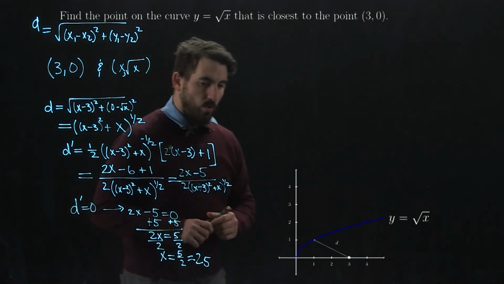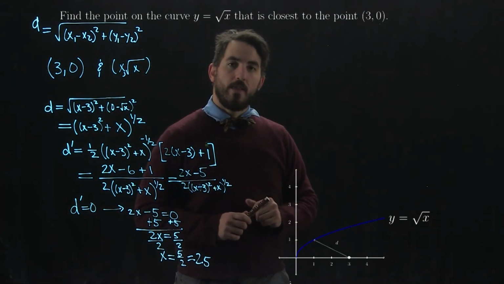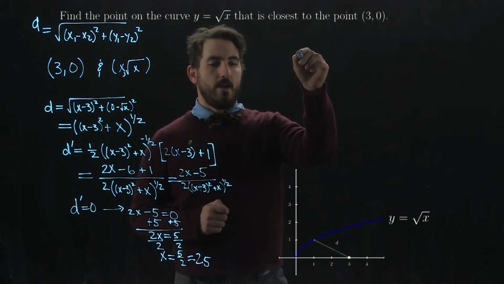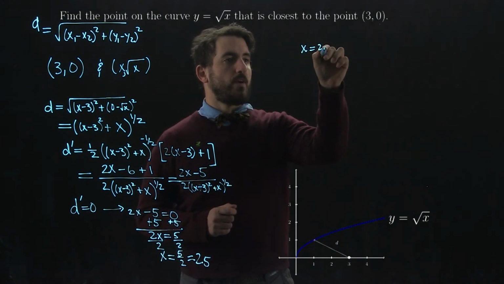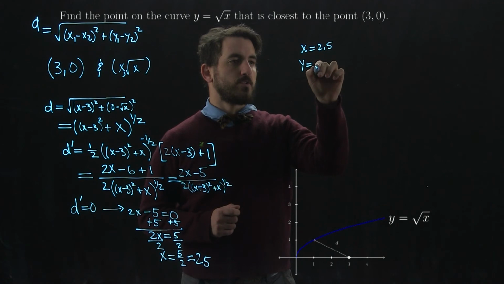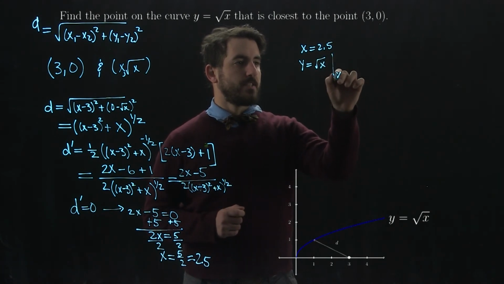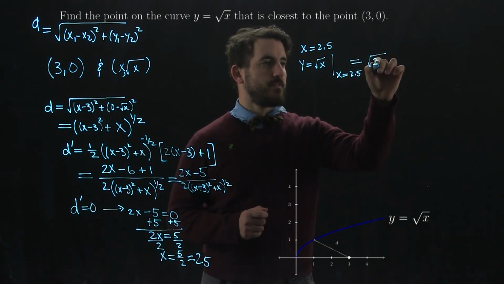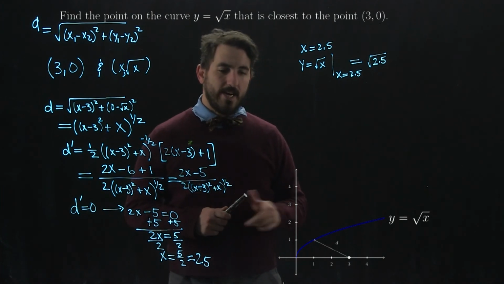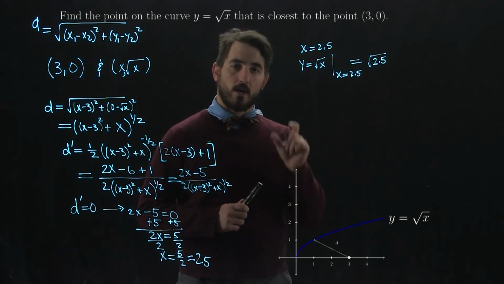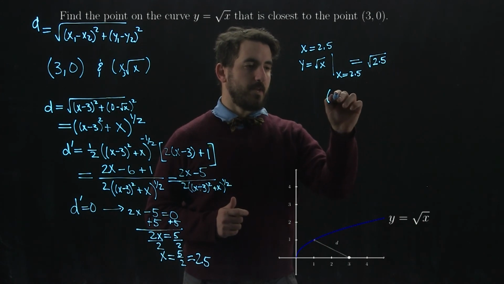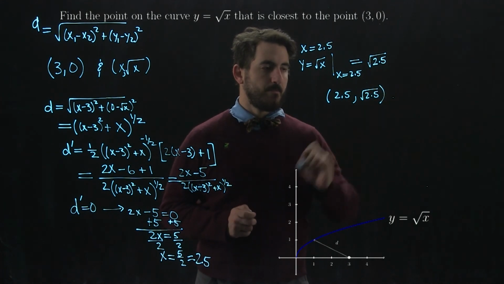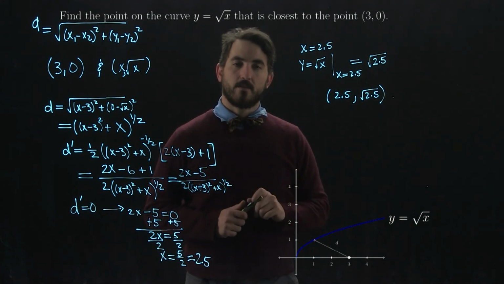And so then the point on this curve that will be closest to the point (3, 0) is going to be x equals 2.5, y equals the square root of x. So evaluate this at x equals 2.5. That gives us the square root of 2.5. So what that is saying is the point on this curve for the closest distance to (3, 0) is going to be (2.5, root 2.5). And so that is the answer to this optimization problem.